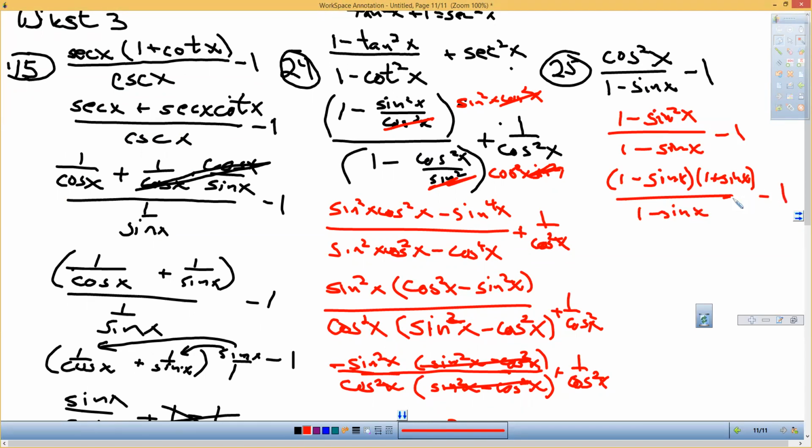And I got this minus 1 still out here. So I hope you see this factor and this factor reduce to 1s. So I'm left with 1 plus sine x minus 1. And those two 1s cancel out, and that equals sine x. And that's the end of that problem.